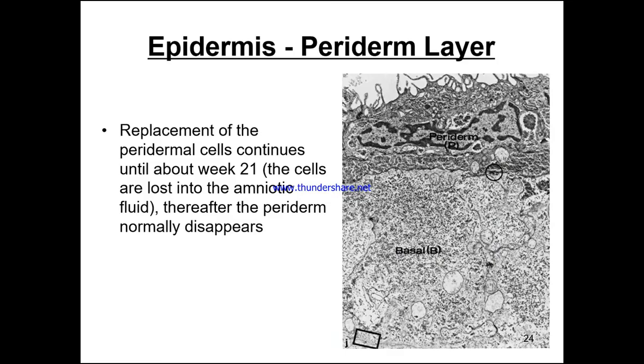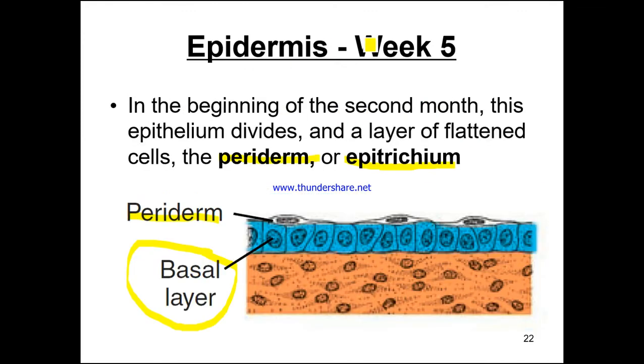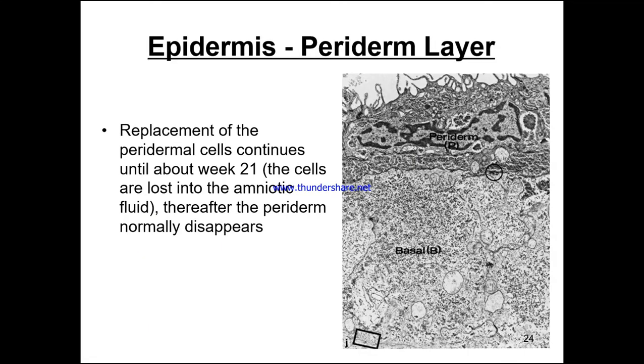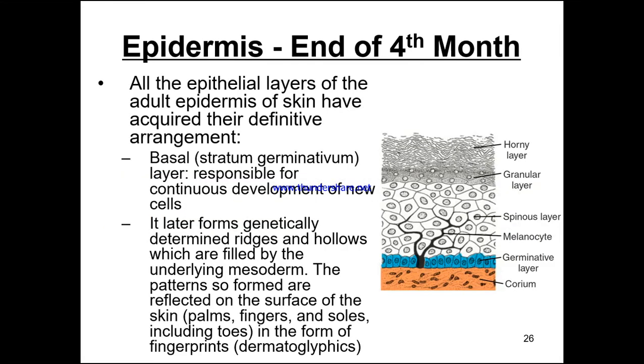So if I just go back and show you an animation. Here we have week 4, ectoderm, mesenchyme. Week 4, the embryo is covered by a single layer. Week 5, beginning the second month, we have this division, flattened cells, or periderm or epithelium, and then as we go through, the formation by the 11th week of the basal layers forming this intermediate skin layer.